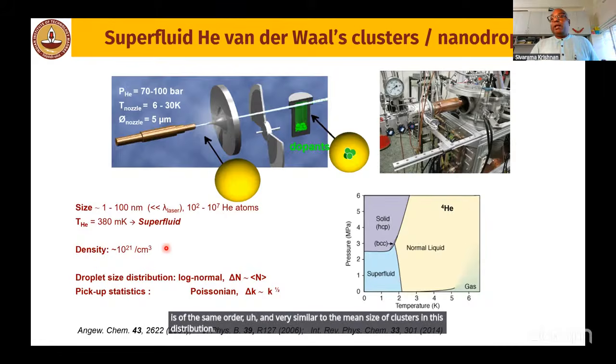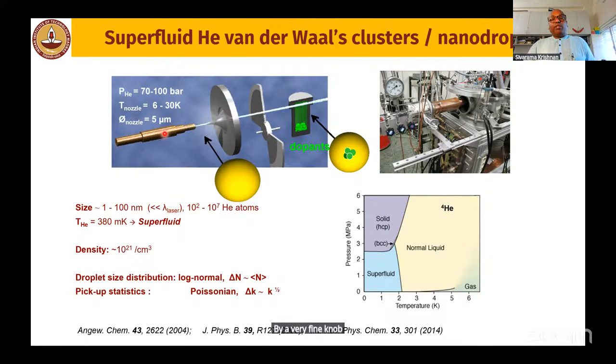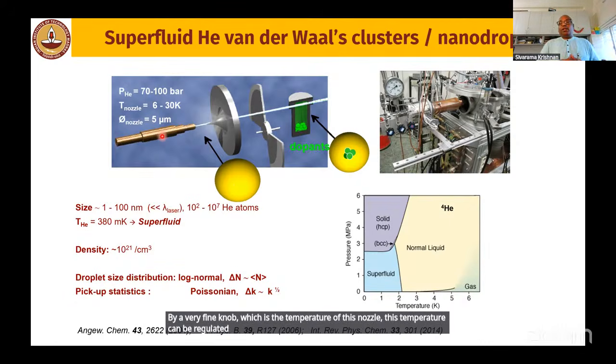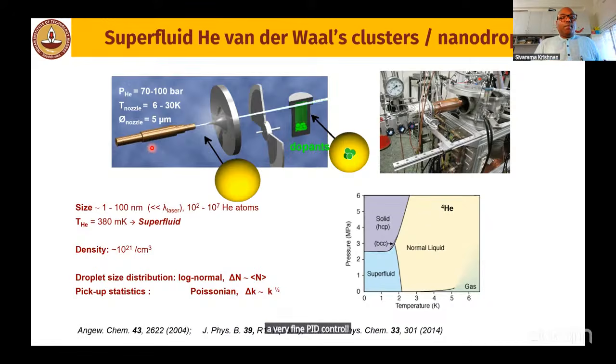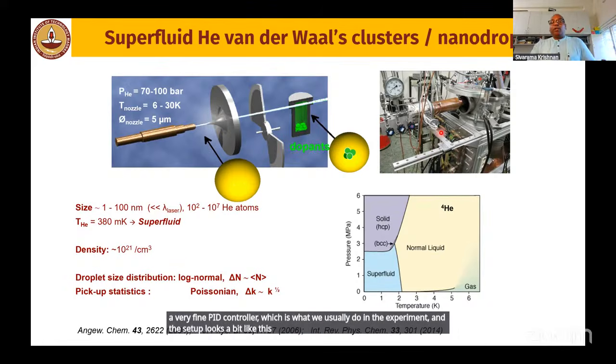Its density is liquid-like, 10 to the 21 per cc, and we can vary the size of these helium clusters all the way from sub-nanometers to even several hundred nanometers by a very fine knob, which is the temperature of this nozzle. This temperature can be regulated using a very fine PID controller, which is what we usually do in the experiment. And the setup looks a bit like this. I will dwell a little more on the setup in the next view graph.